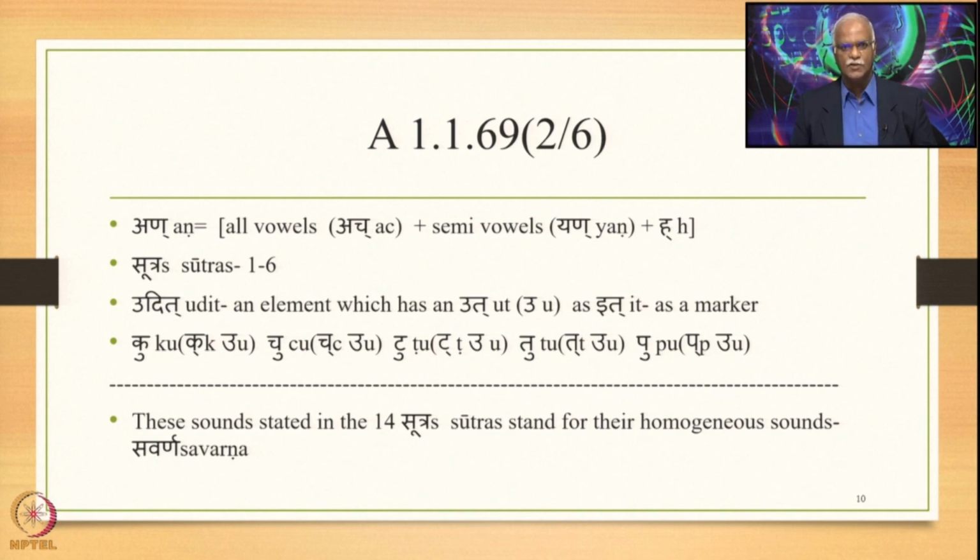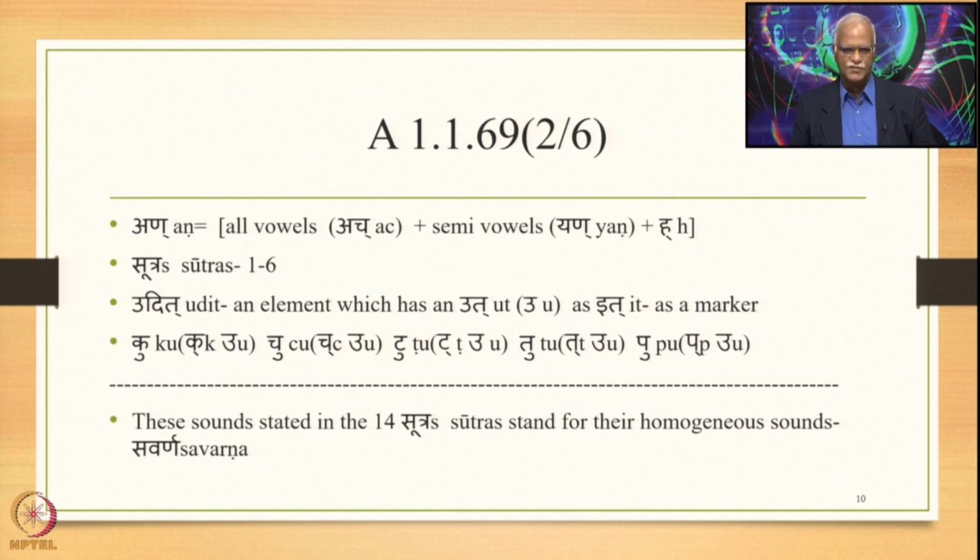Now let us look at udit. What is udit? Udit is an element which has ut, that is the vowel u, as a marker. So ku, in which k is the consonant with the marker u, chu in which ch is the consonant with the marker u, tu with t as the consonant with the marker u, and pu with p as the consonant with the marker u. These are the udits. These are the references with u as the marker, ut as the it.